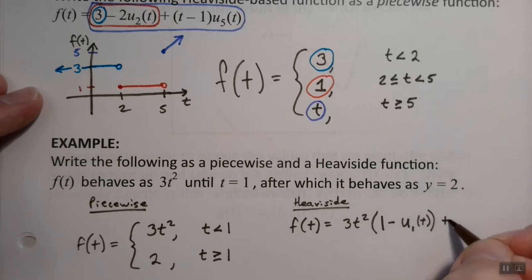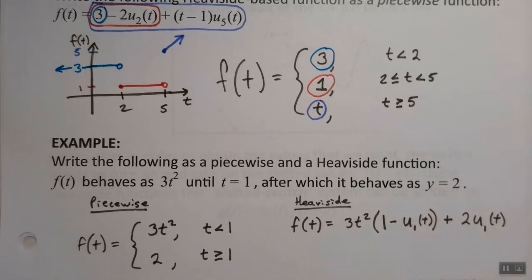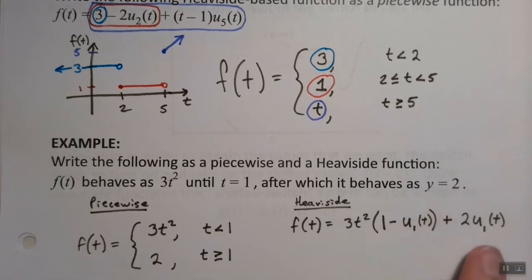We're going to add another term, and the other term is just going to be our unit step function times 2. So at the moment that t equals 1, this thing basically turns off, and this thing turns on. So the 3t squared part of it goes away, but the 2 times 1 part of it shows up. So we've got a description, we've got a piecewise notation, we've got Heaviside notation, and of course you can graph it, or you can step into Maple and have Maple graph it.